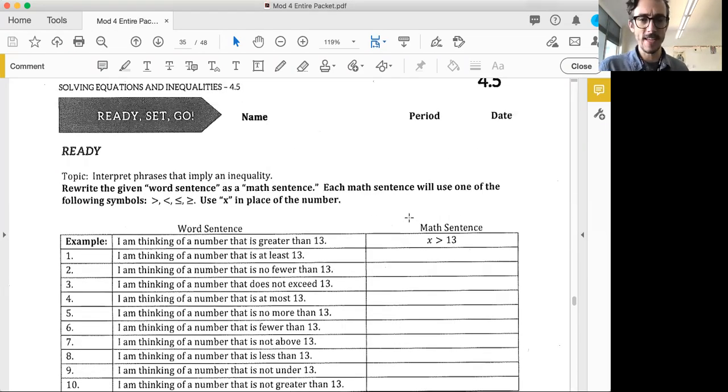4.5, the ready and the set. We're going to exclude the go. So if you don't see any problems from the go, it's because we're not doing them. I hope you're having a great day, and we'll dive right into it.